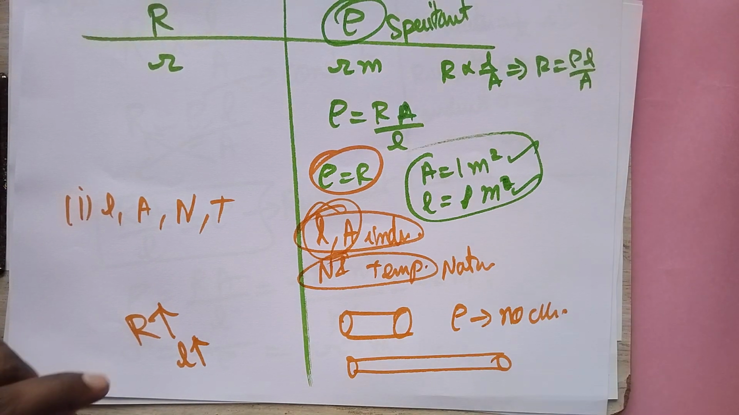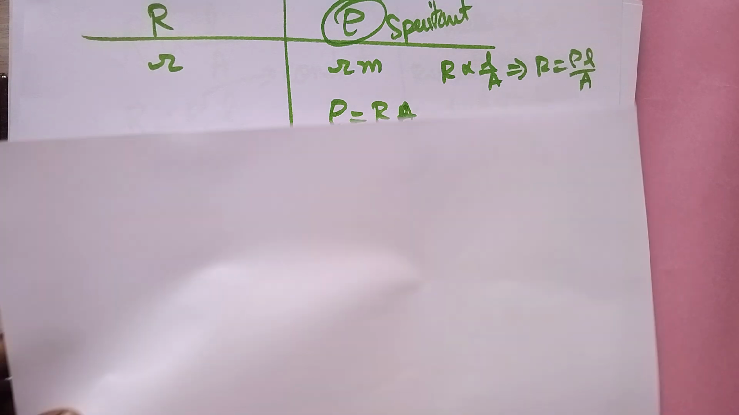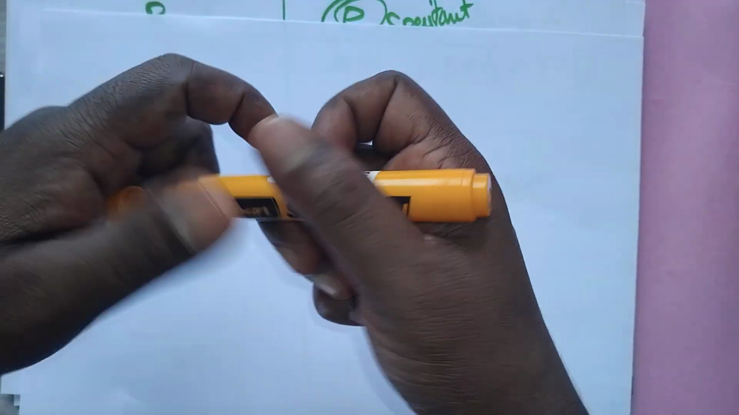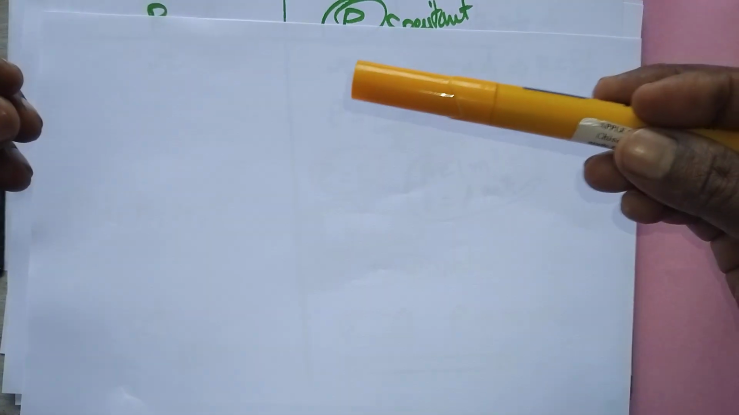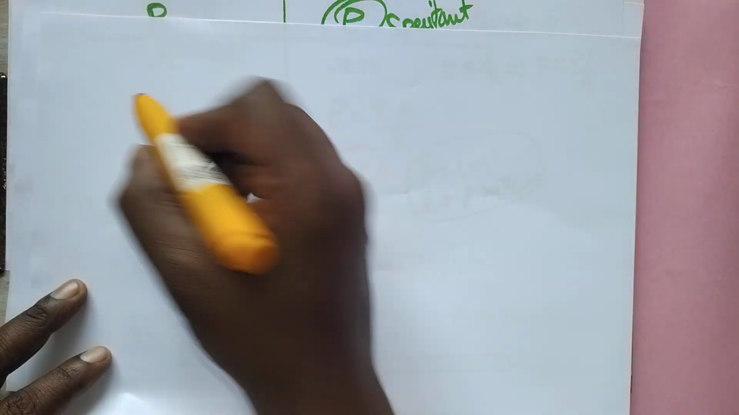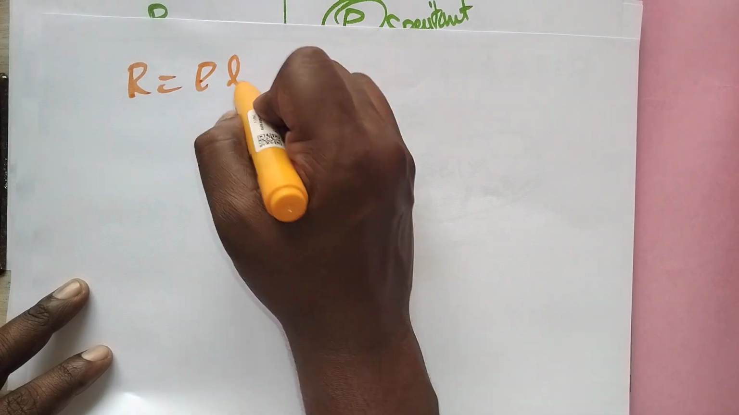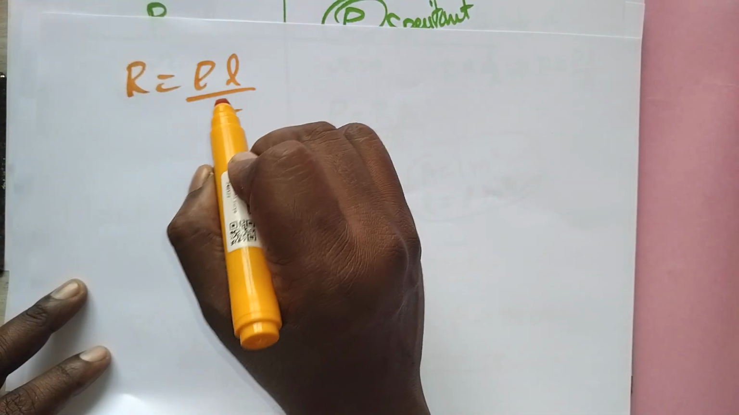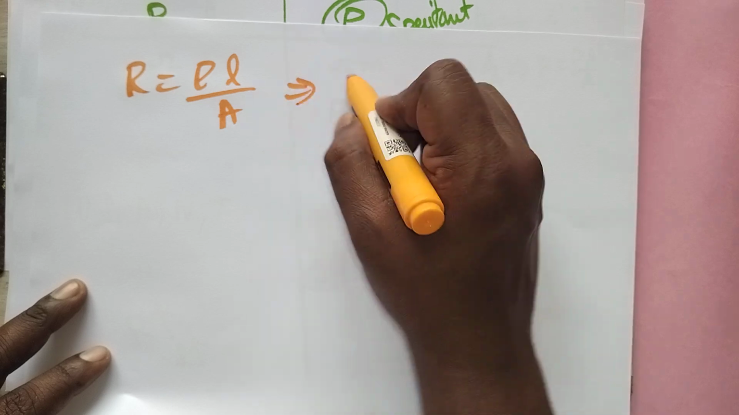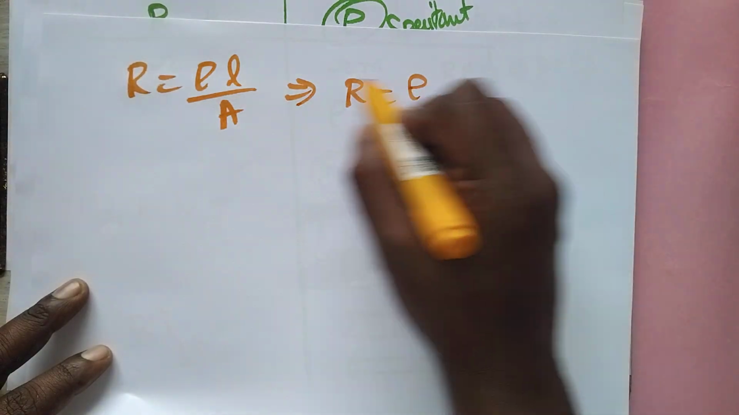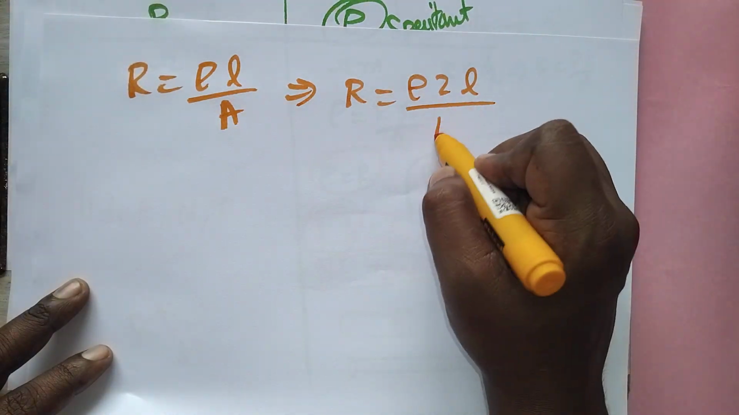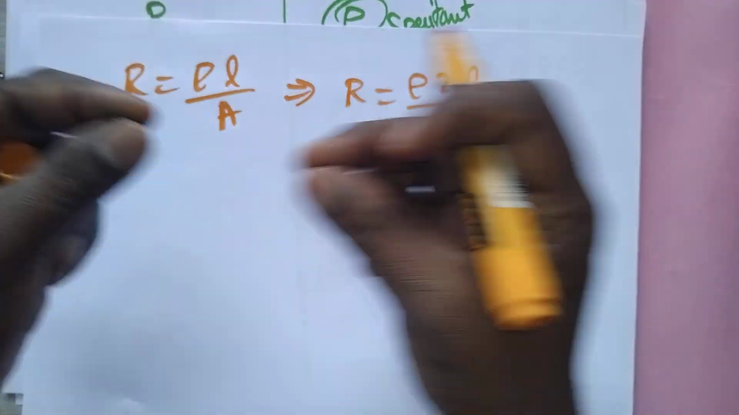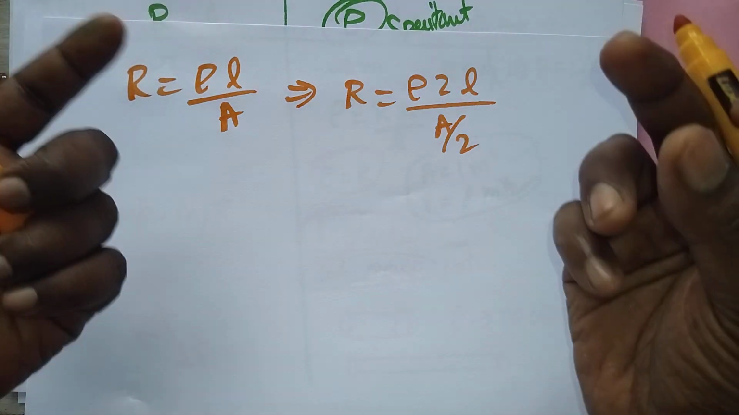Now I'll give one more problem. The wire is stretched to double. Wire is stretched to double, so resistance will increase. R is equal to rho L by A. This is applicable only for stretching problems. So for the new resistance, length becomes double and area becomes half, because we are stretching like chewing gum. Length increases, area decreases.